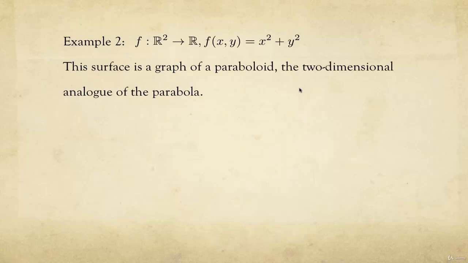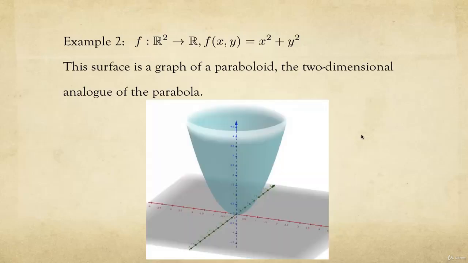Here's another example. F of xy is x squared plus y squared. This is the analog of a parabola in 3-space, and so it looks like this. Once again, the xy plane is the input, and then for every xy input, the output is the z coordinate, which is the height of the function.